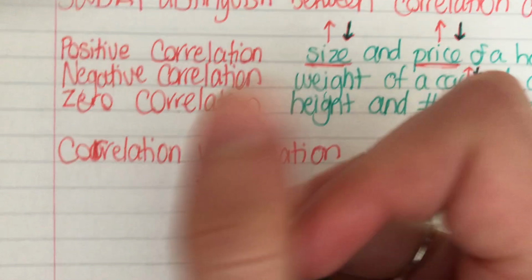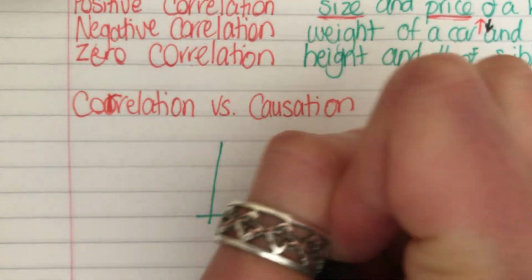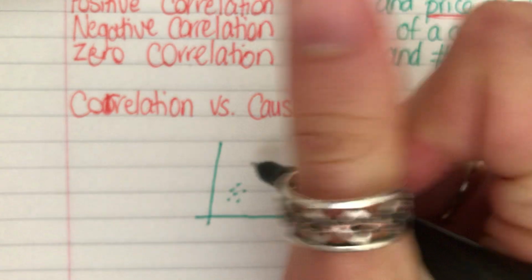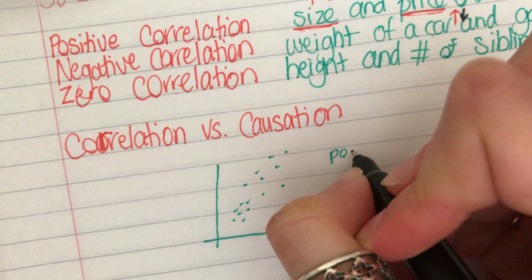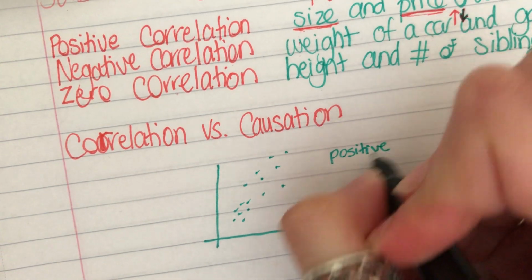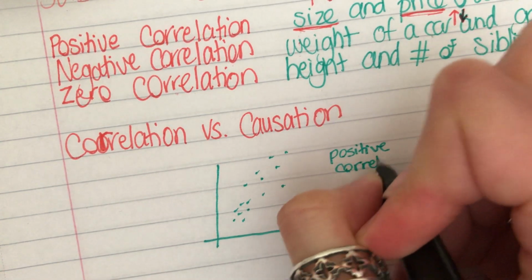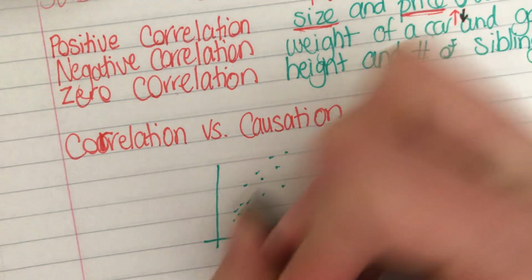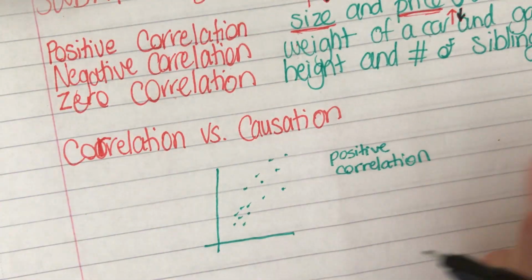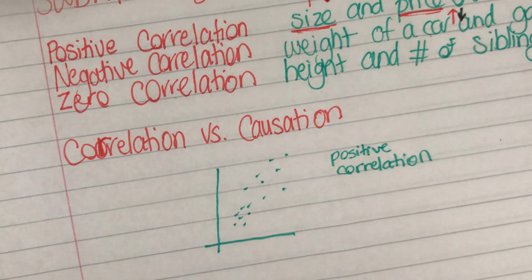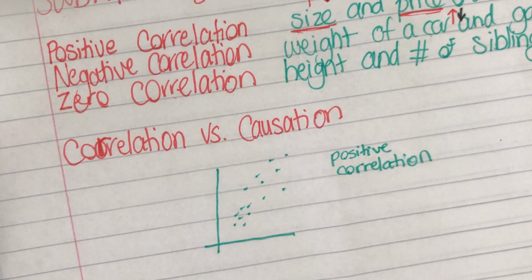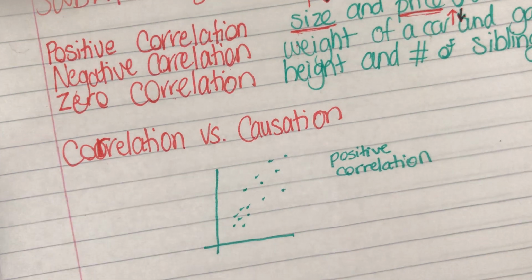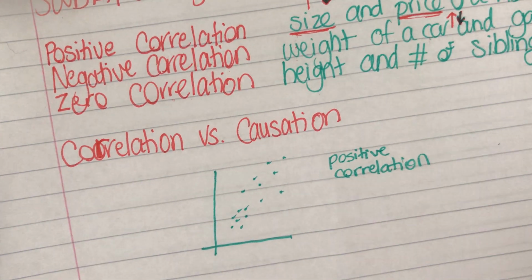Sometimes, depending on what you're looking at, you might have a scenario in which it looks like the variables are related. Maybe you have something like this, right? So this clearly is a positive correlation. But just because there's a pattern here, it doesn't mean that one causes the other. Okay, so let's look at an example. Shoe size is apparently strongly correlated with reading ability.